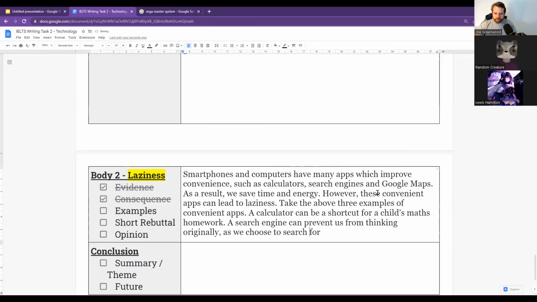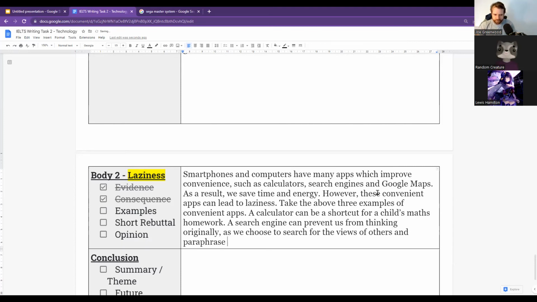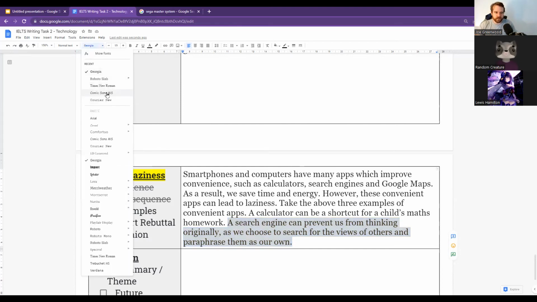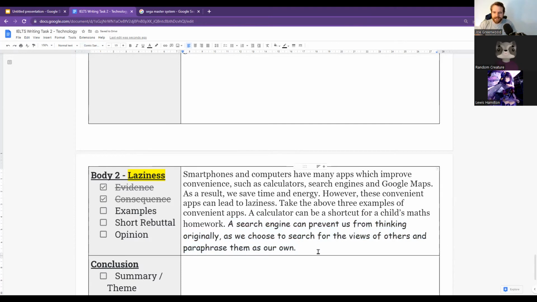As we search for the views of others and paraphrase them as our own. I hate it when, you know what I hate? I hate it when students copy and paste a section from the internet and they change a few words. And sometimes the font is even wrong. It doesn't even match. They copy something and it's in the middle of their writing, and it's just like Comic Sans. All right, as a teacher, I hate this stuff.